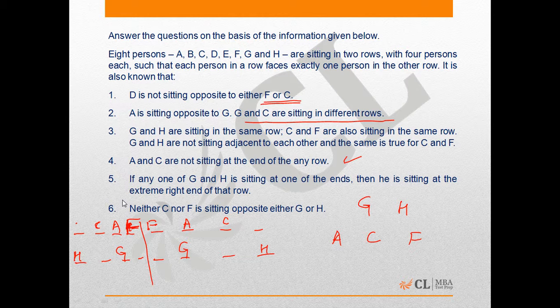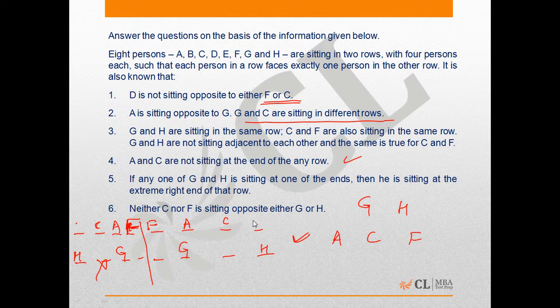Now in statement 5, it is given that if any one of G and H is sitting at one of the ends, then he is sitting at the extreme right end of the row. In first case, H is sitting at extreme position, but he is sitting at extreme left position, which means this arrangement is not possible. There is only one arrangement in which H is sitting at the rightmost position of the row in which he is sitting. And in the final statement, it is given that neither C nor F is sitting opposite to either G or H, which is already there.